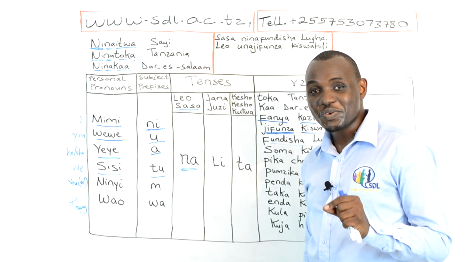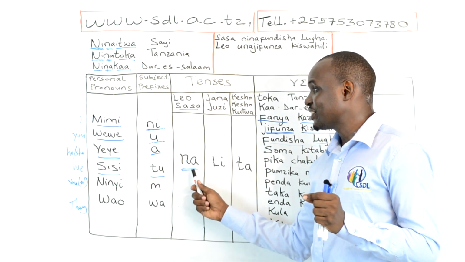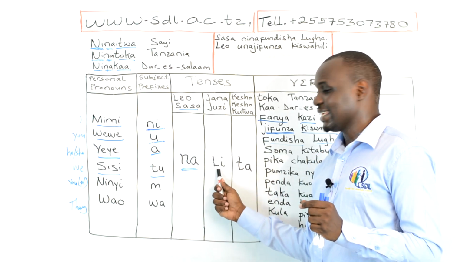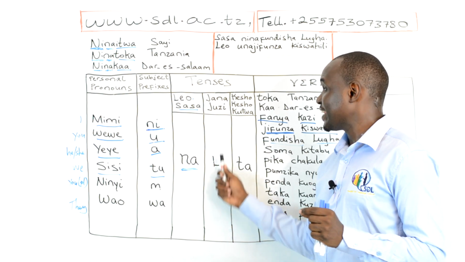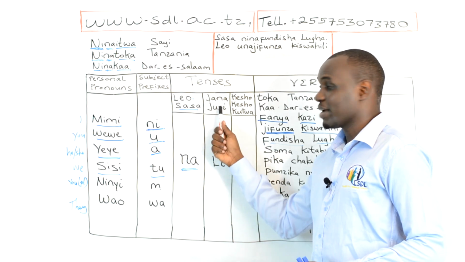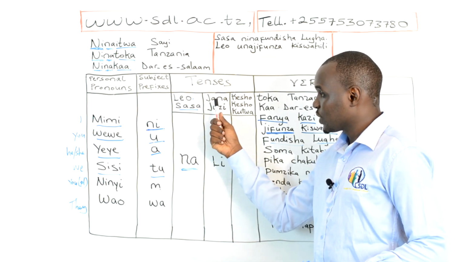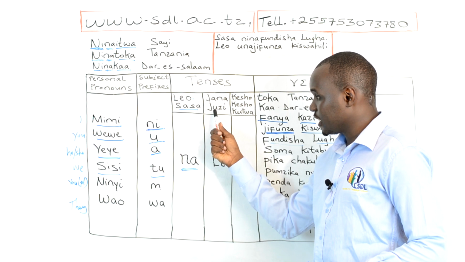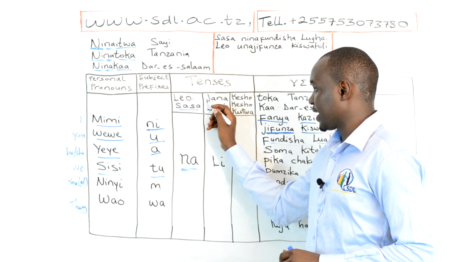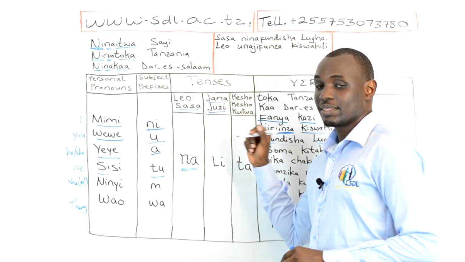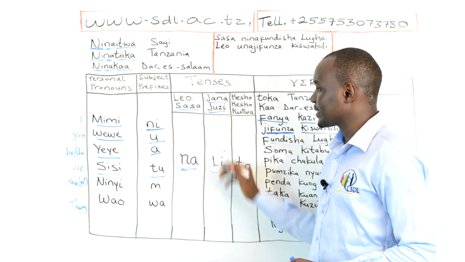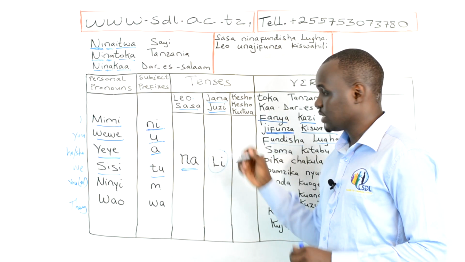And it is not always na. Na is only for present tense. So for past tense, we say li. Li is for past tense. And here in this chart, we have seen li, but inside of li we see jana and juzi. Jana means yesterday. Juzi is the day before yesterday. So li is past tense, jana is yesterday, and juzi is the day before yesterday.